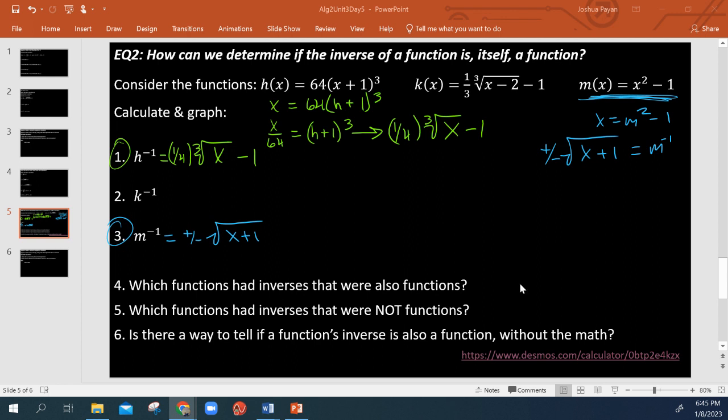So is there a way to tell a function's inverse is also a function without the math? Yes. Okay, all we have to do is look at the original function, check to see if it's one-to-one. If it is one-to-one, its inverse is also a function. If it is not one-to-one, meaning it fails the horizontal line test, then that means its inverse is not a function. Okay, so that does it for this video.